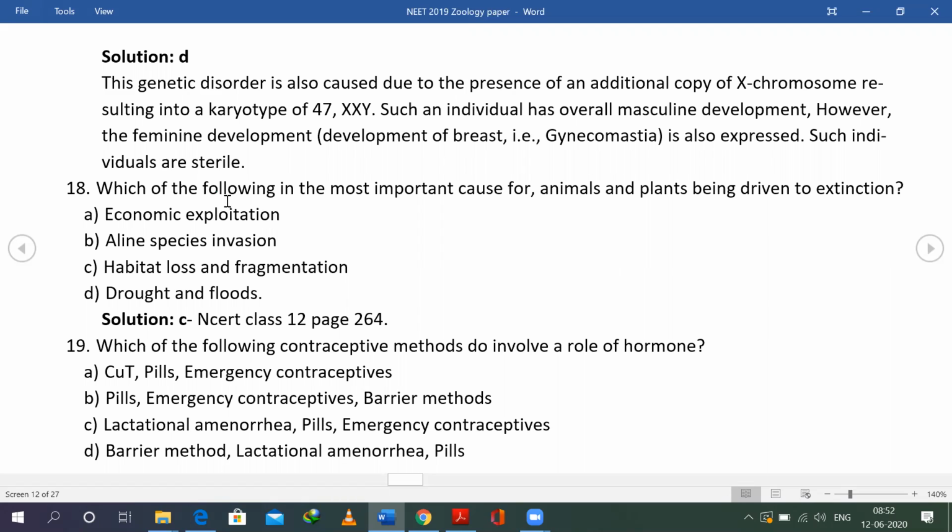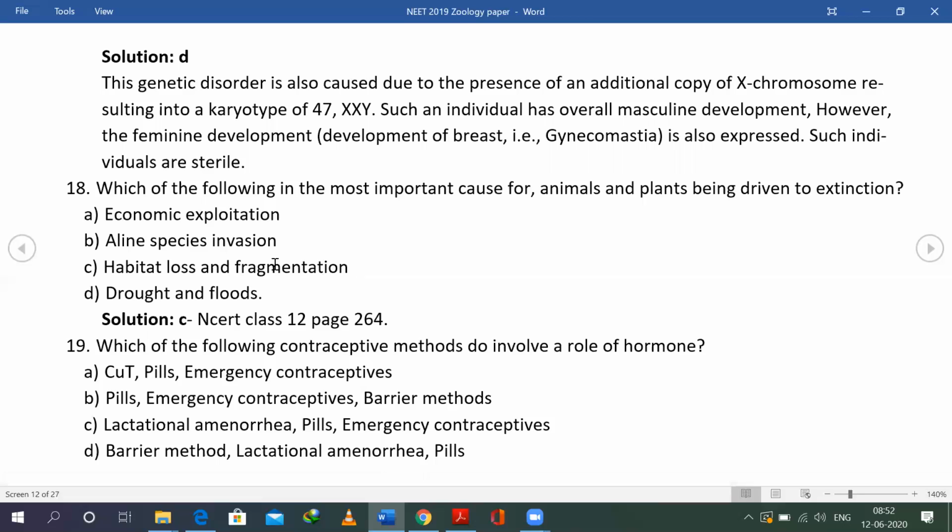Okay, which of the following is the most important cause for animals and plants being driven to extinction? Economic exploitation, alien species invasion, habitat loss and fragmentation, and droughts and floods. So we have four of them, right? Habitat loss and fragmentation is the primary one, then alien species invasion, and then there are co-extinctions. Co-extinctions are also a cause, but among all of these, habitat loss and fragmentation is the leading cause of animals being driven into extinction.